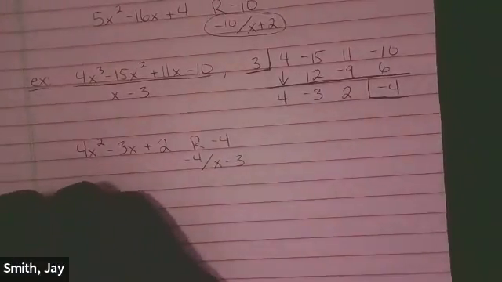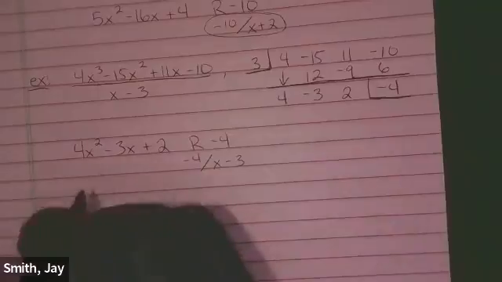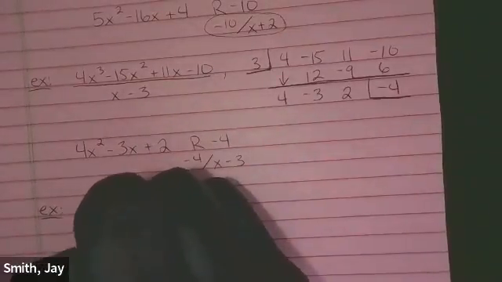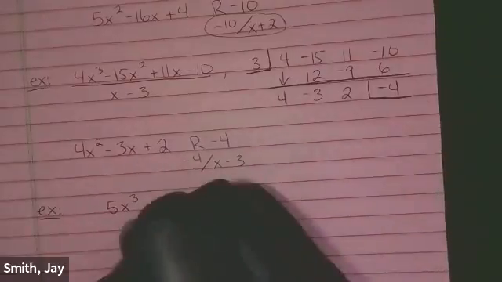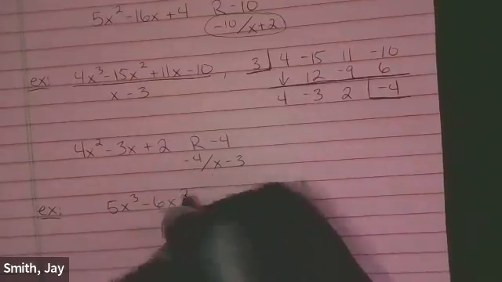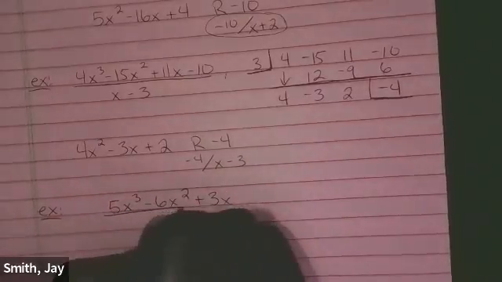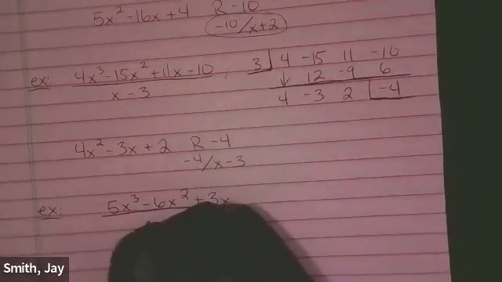All right, another one like it. This time we do a 5x cubed minus 6x squared plus 3x. It's being divided by x minus 1.